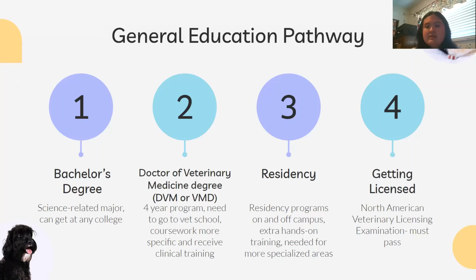And getting licensed. The one test that you have to pass to become a veterinarian is the North American Veterinary Licensing Examination. That is how you get your license to be a veterinarian in the United States.